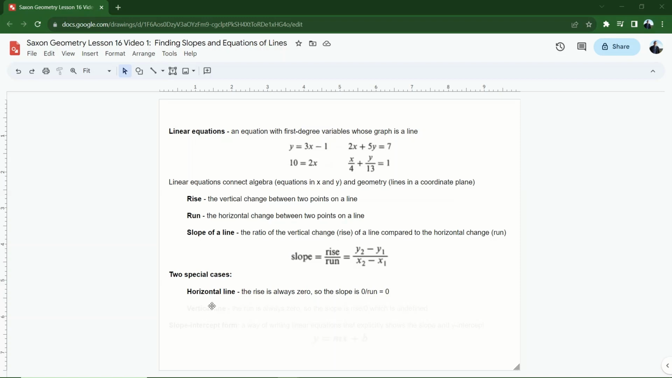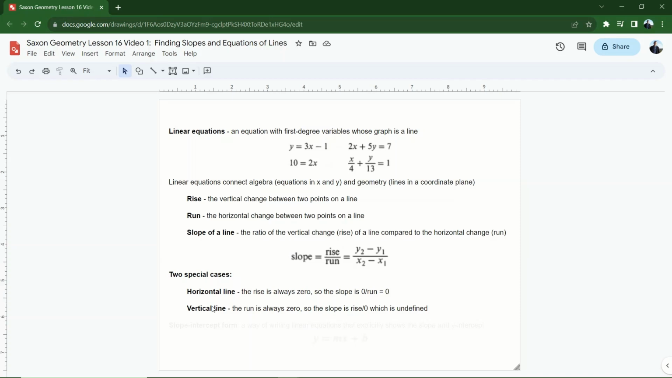Same is true if x equals something. If x equals something, it's going to be a vertical line. X equals 3. I have a vertical line at 3. What if y is 1,000,000? X equals 3. What if y is negative 2? X equals 3. What if y is the square root of 5?